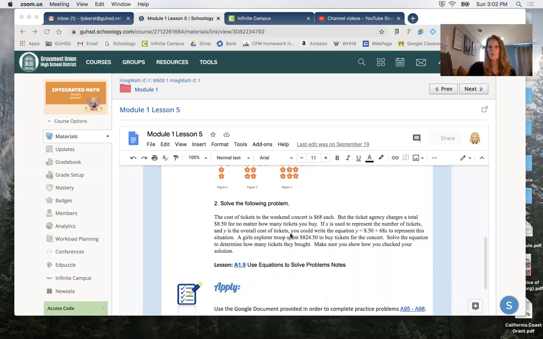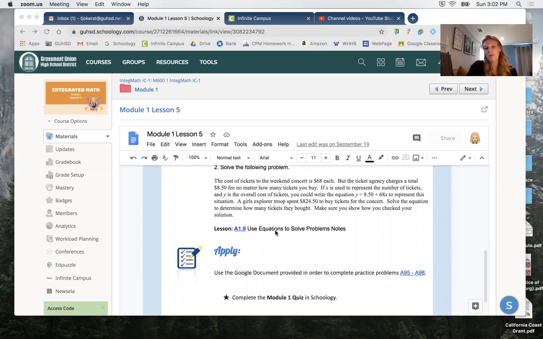We're going to look at a different one with an equation that we're given as well for patterning. This right here is another kind of problem. It says the cost of tickets to a weekend concert is $68 each, but the ticket agency charges a total of $8.50 for their fee, no matter how many tickets you buy. That's actually pretty nice. It's not $8.50 per ticket, right? It's just a flat fee of $8.50.